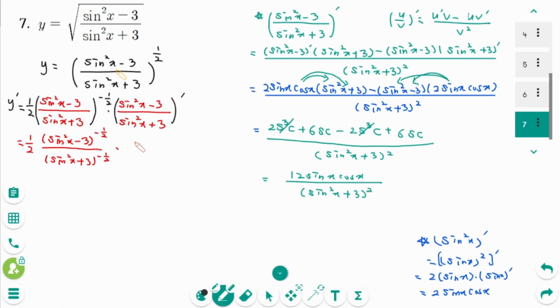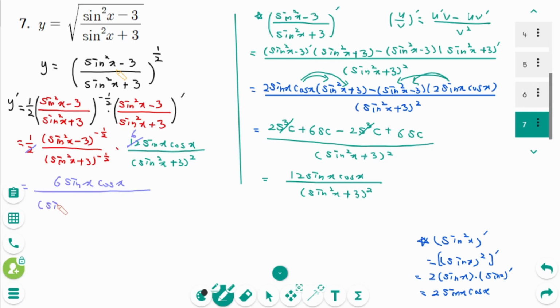Then back to the original. 12 sine x cosine x over sine squared x plus 3 squared. The final answer is 6 sine x cosine x over sine squared x minus 3 to the power of 1 over 2. Then this one and this one are like terms. Sine squared x plus 3 to the power of 3 over 2.